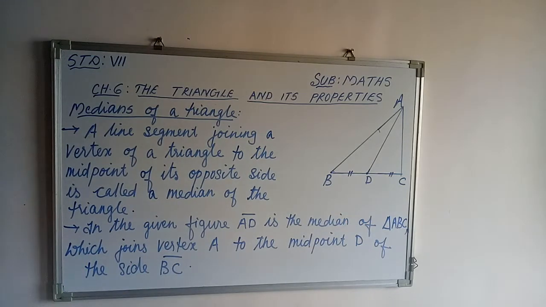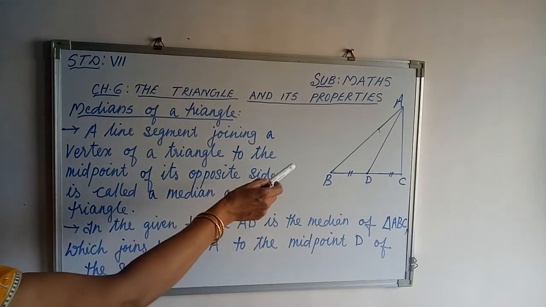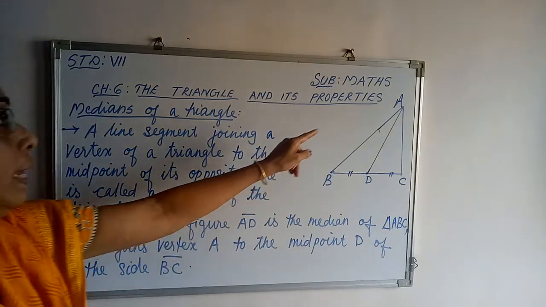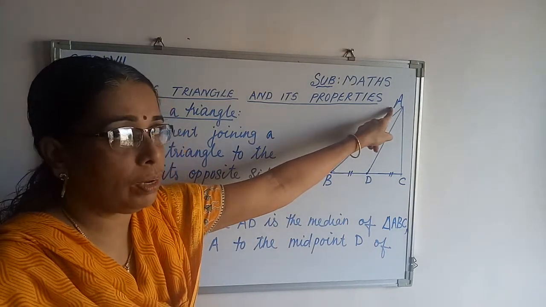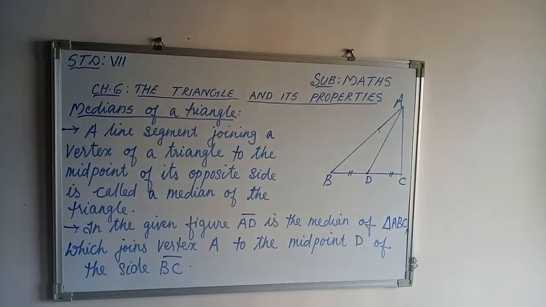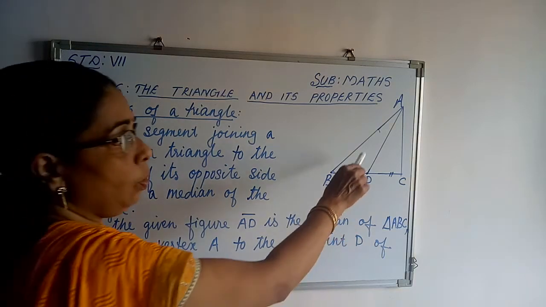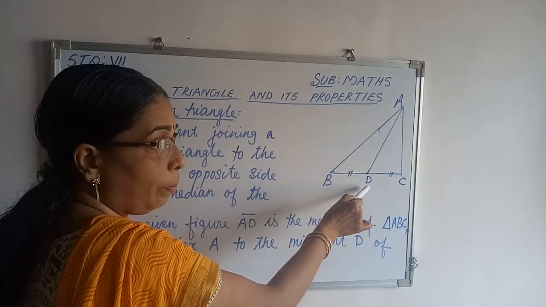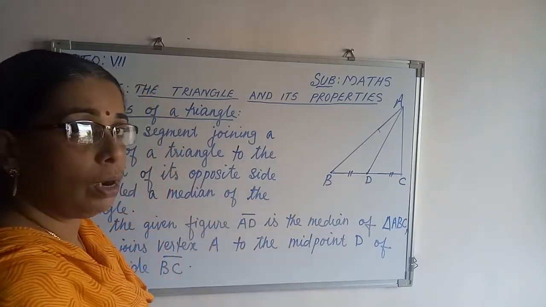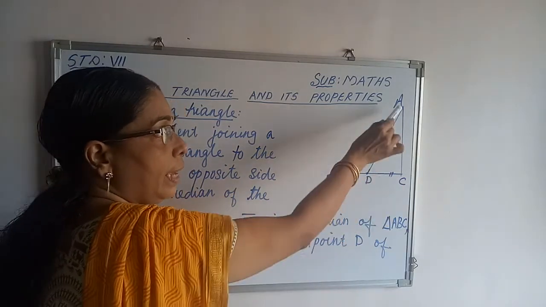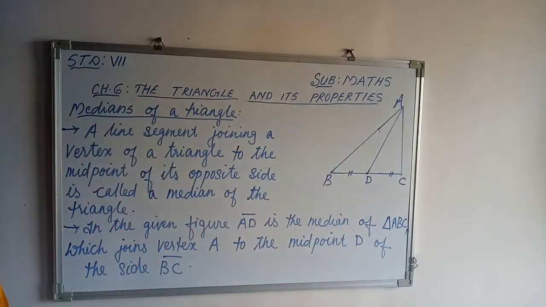Then what is the median? A median can be defined as a line segment that joins one vertex of a triangle to the midpoint of the opposite side, and that is called the median. So, a line segment joining one vertex to the midpoint of the opposite side is called a median. And here in triangle ABC, AD is the median.